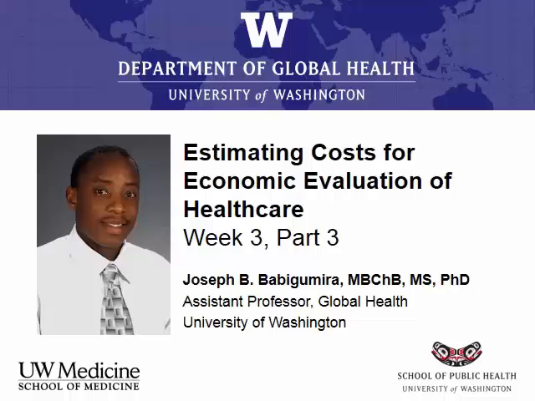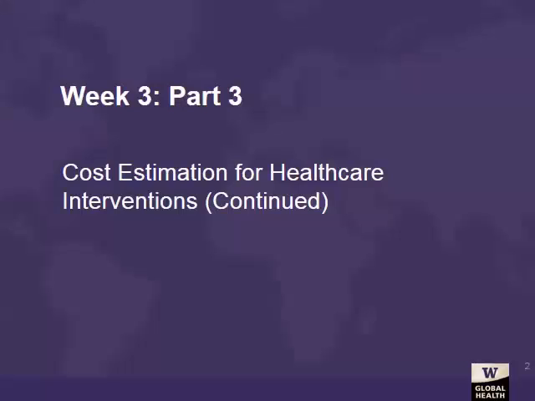Welcome to the third and last part of week 3 on cost estimation for economic evaluations. In the last part, we did exercises to do with time preference, and we began to look at different kinds of costs like capital costs, where we did an example of annuitization. And we spoke also about overhead costs and the difficulty of what we call allocation.